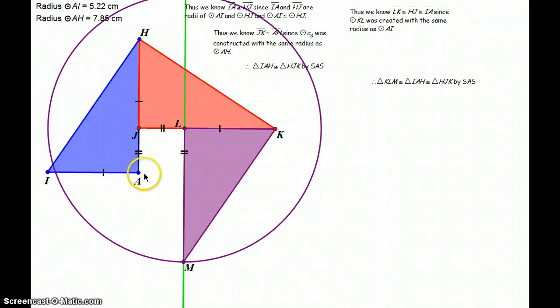Then, using the same radius as circle AH, I constructed a circle centered at point L, constructing circle LM, which we can say line segment LM is congruent to line segment AH. We also know at point L, this is a right angle, therefore we can say triangle KLM and triangle IAH are congruent. Thus these three triangles are congruent.